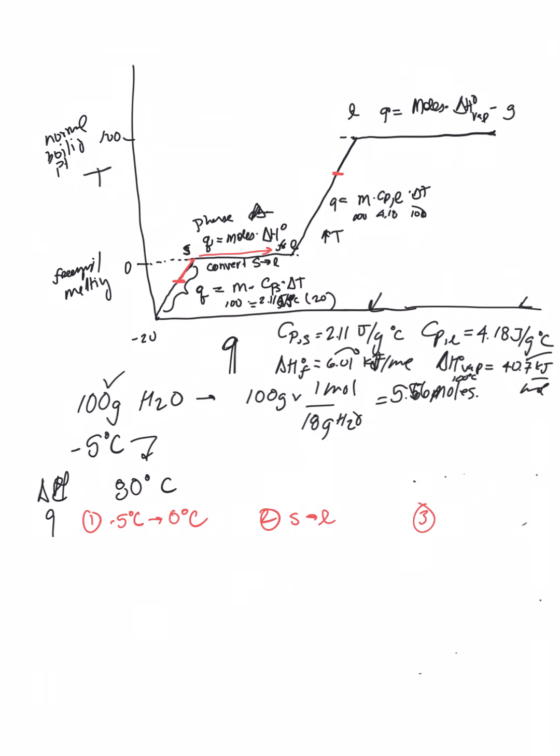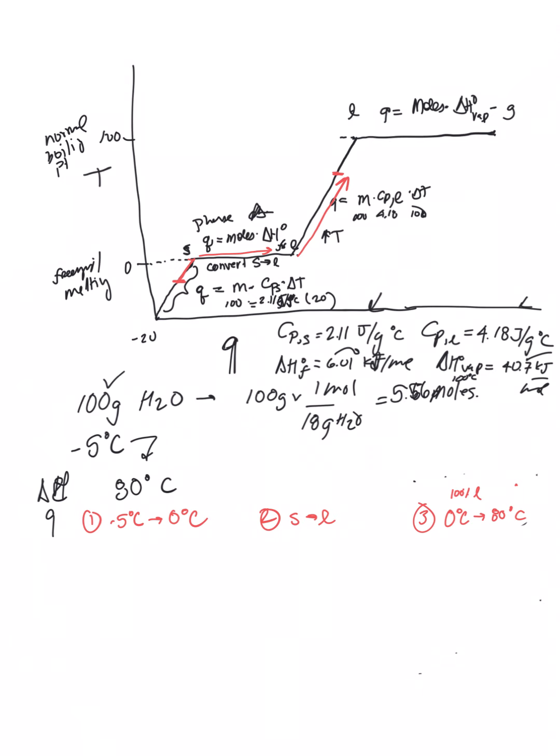And then finally, our third step is, once we've converted all of our solid to liquid, we are like 100% liquid now, okay? What's going to happen is all of the energy that we put in is going into increasing the temperature. So our third step is going from 0 degrees Celsius up to 80 degrees Celsius. And then once we've figured out the energy change or the enthalpy change associated with every portion, we add them together, and that is our enthalpy.